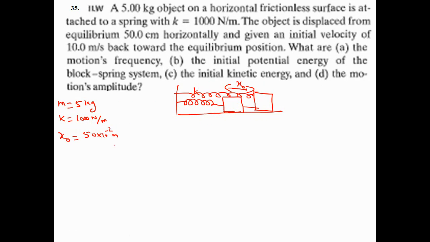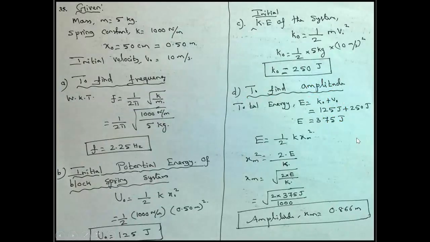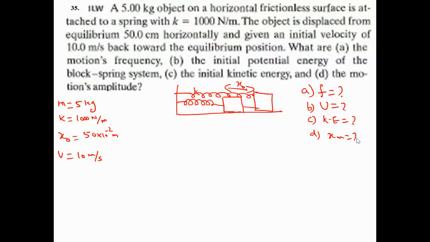Clear? And it gives an initial velocity. What is your initial velocity? Initial velocity is given as 10 meter per second towards the equilibrium position. That means it will come back to the position when you just drag. Now, what are you going to find? First, the frequency. Second, the potential energy. Third, the kinetic energy. And fourth, the amplitude. Clear?